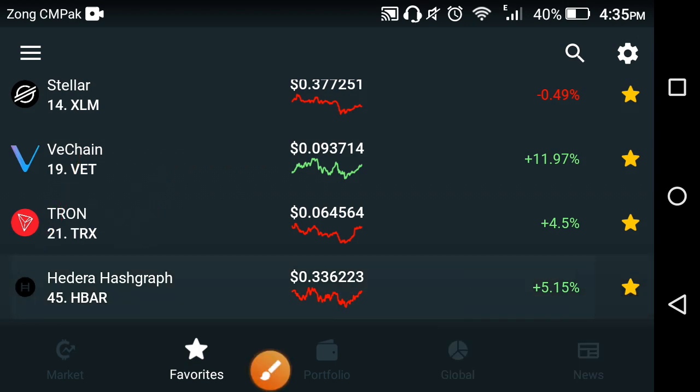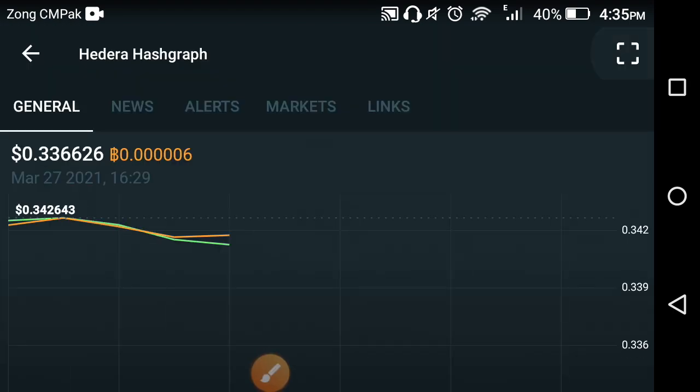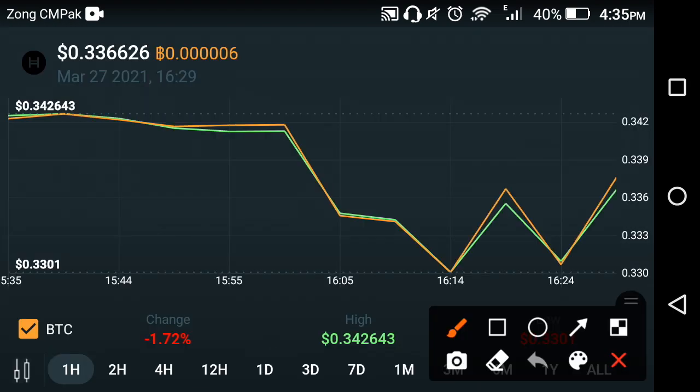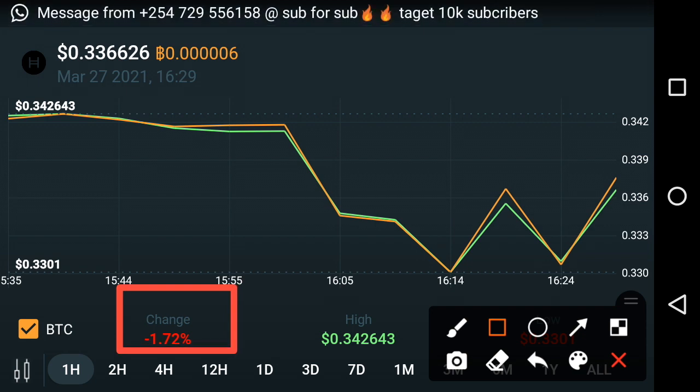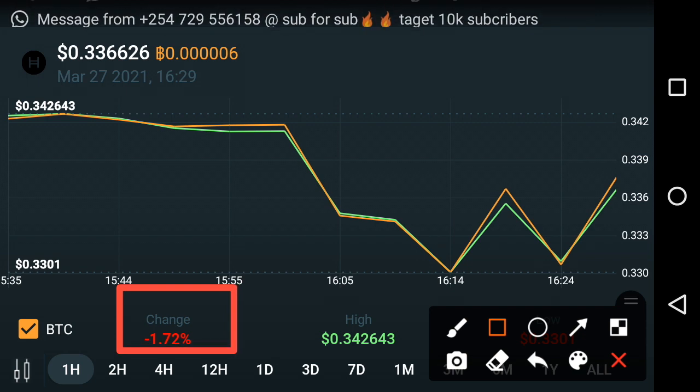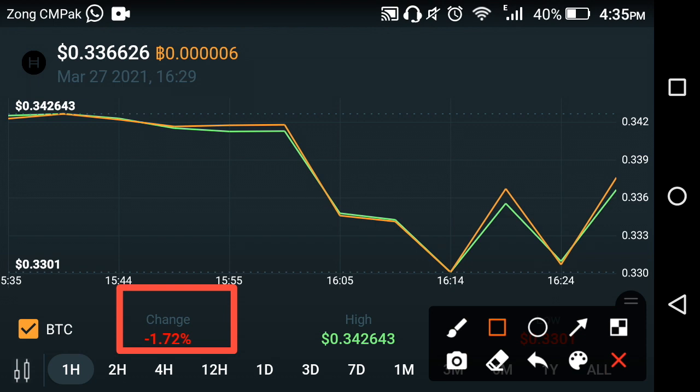Now let's see the live price prediction of Hedera Hashgraph. As you can see now on the screen, the change is negative. Oh my god, it's really bad news for all Hedera holders, but I'm sorry to say that's the reality of Hedera in the last 1 hour. The change is negative 1.72% in the Hedera Hashgraph you are watching now, but don't worry, currently Hedera Hashgraph is going upward. As you can see here, that is the jumping time of Hedera Hashgraph.